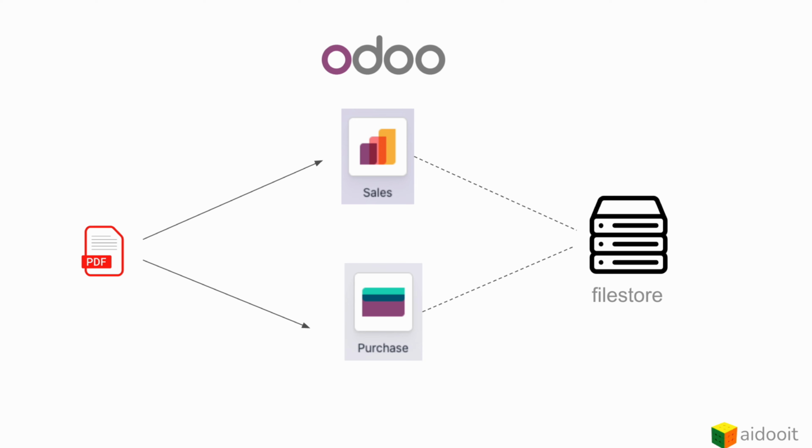That's why if we go back to the beginning, if it's the same PDF saved to a sell order and to a purchase order, it will be saved in the file store as a unique PDF because the binary content is the same.